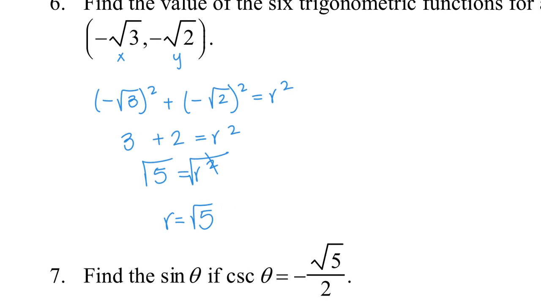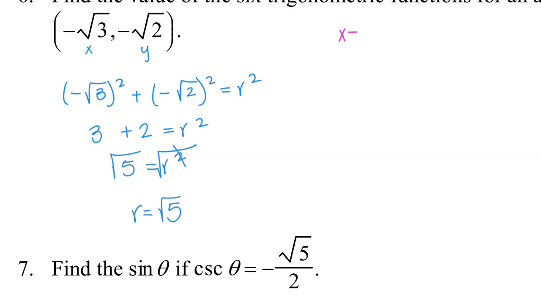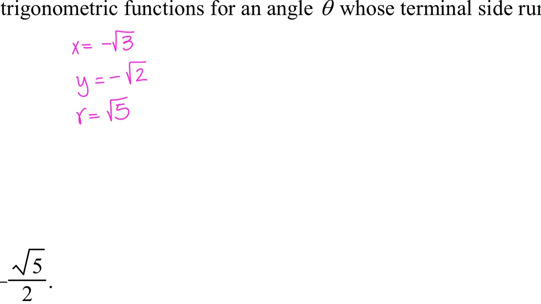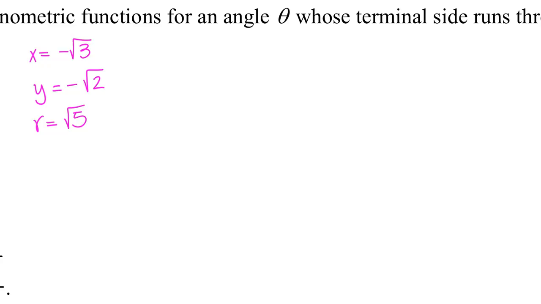Going to go ahead and write them all down. I have x, which is negative square root 3. I have y, which is negative square root 2. And r, which is the square root of 5. Okay, plugging it into my ratios, or my trig functions. Okay, have to memorize this again. I said write it down multiple times. Promise you it'll get stuck in your head.